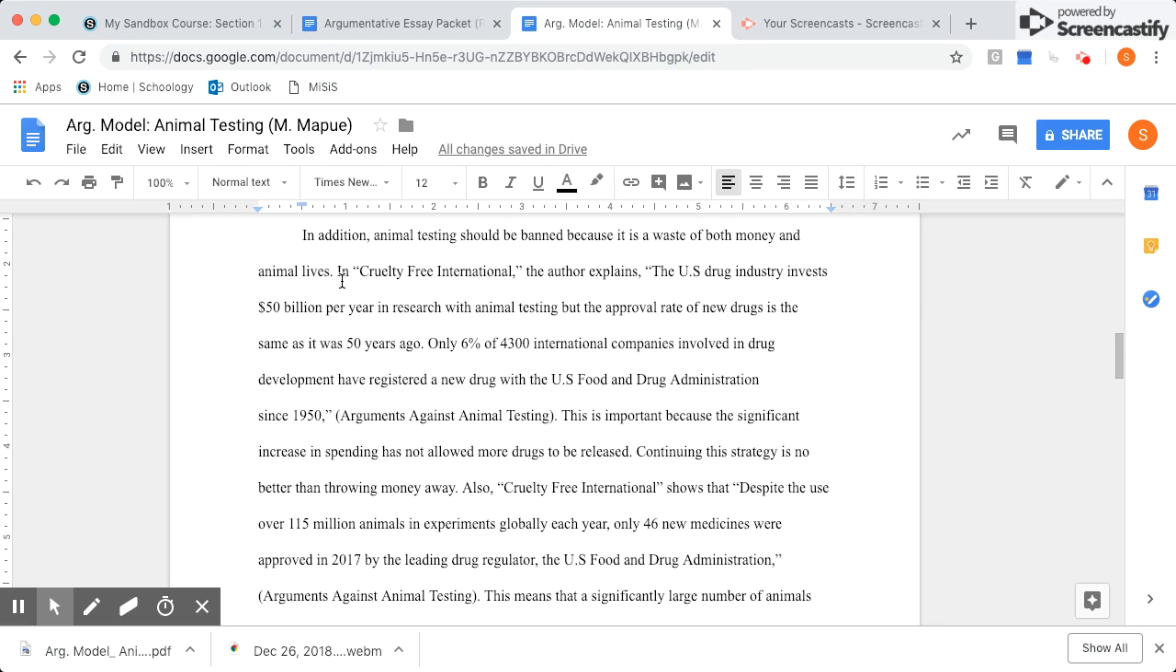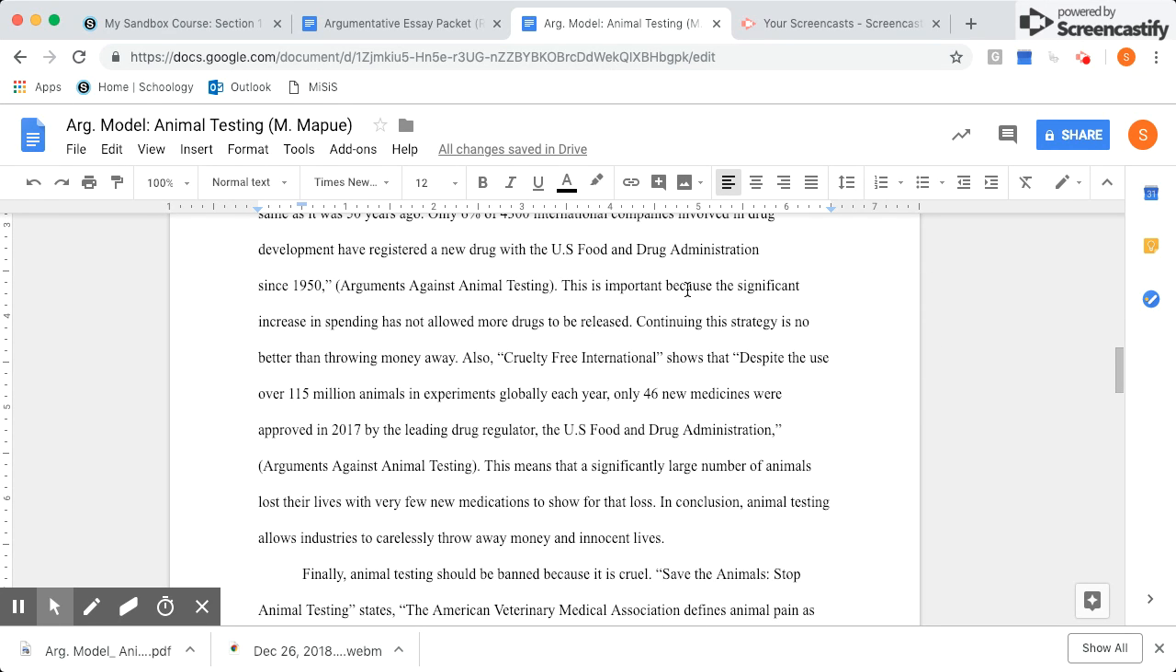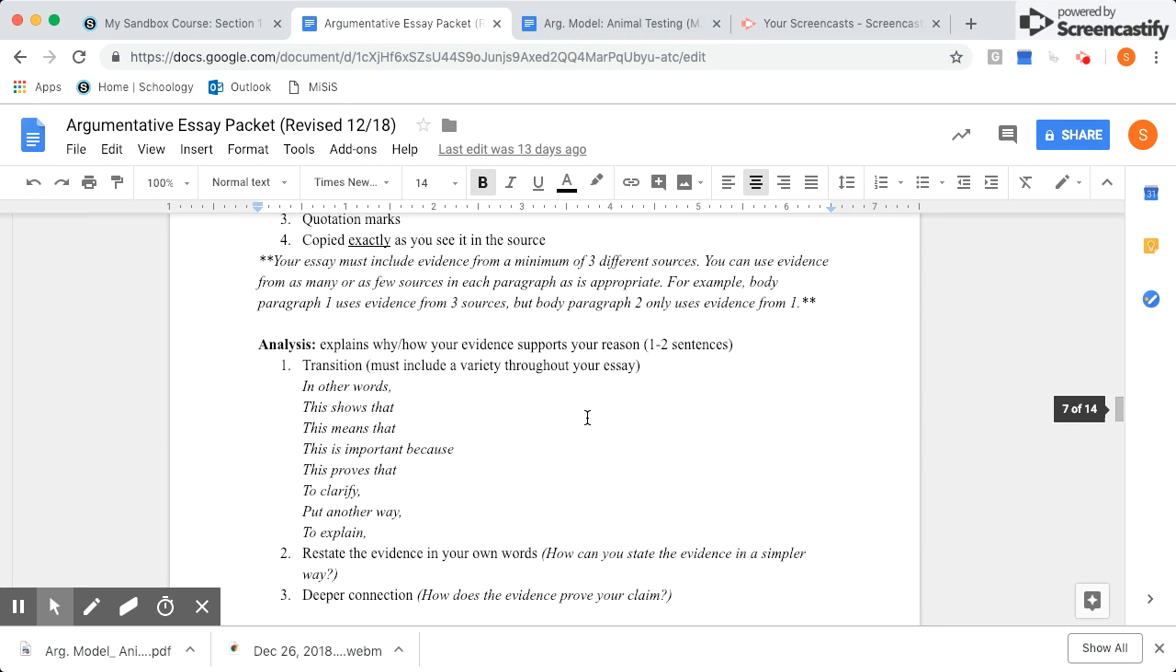So we have our transition in Cruelty-Free International. The author explains. We have our quotation marks. The evidence we're going to explain in quotation marks. Notice this comma. You don't put a period. Period goes after the in-text citation. And then you've got that in-text citation. Now, what does this mean? Our analysis should come next. This is important because, which is one of those transition words that you'll find up here, right?